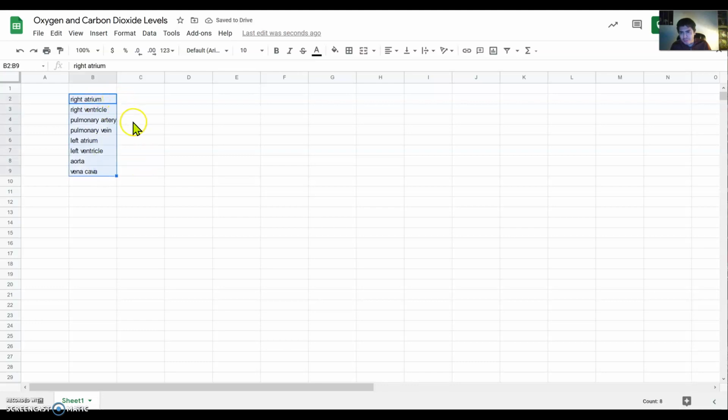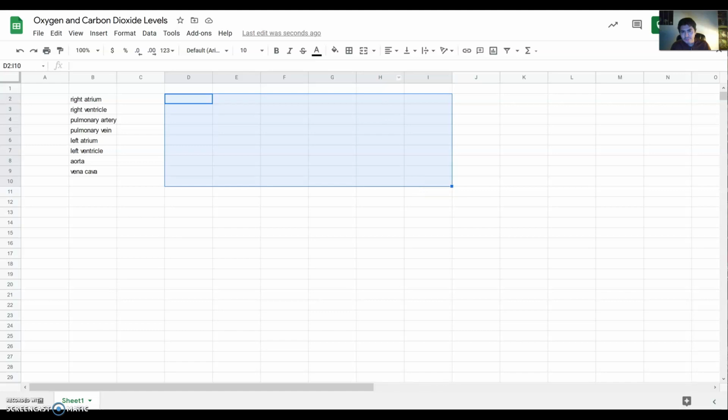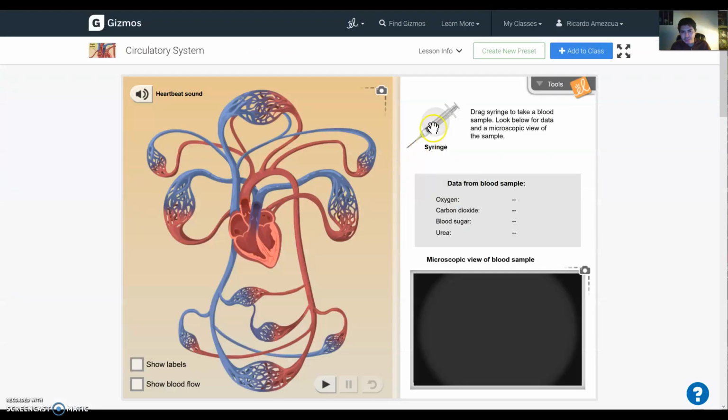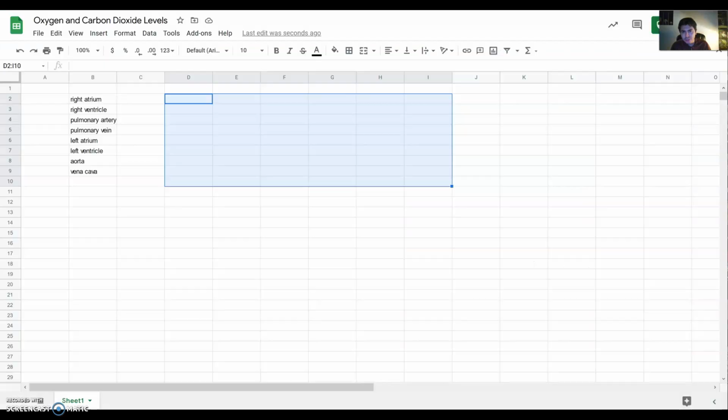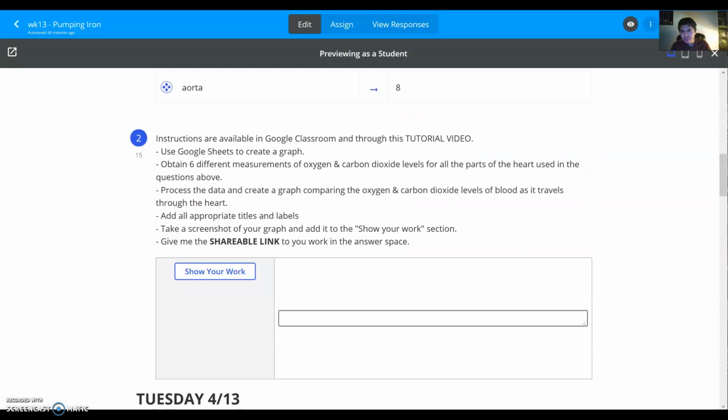You'll put these labels, whether you want to put them across or vertically like this, and then in my case, I'm going to start right here. I'm going to put the averages in this column, and then the 6 measurements are going to go right here. So we go ahead and take the syringe. We can put these labels here if you want to, but it's not necessary.